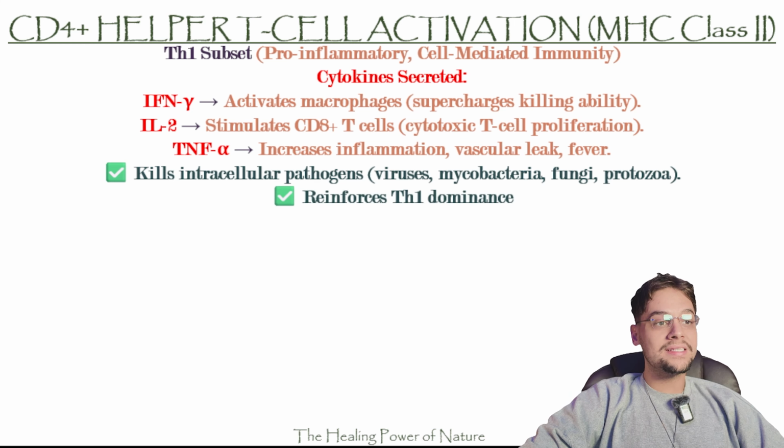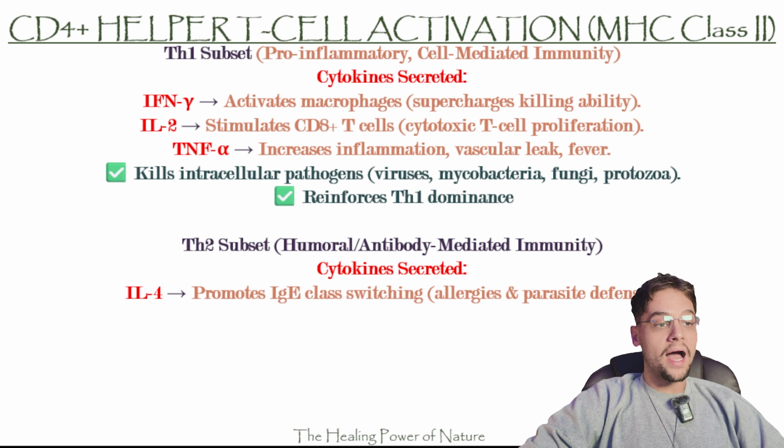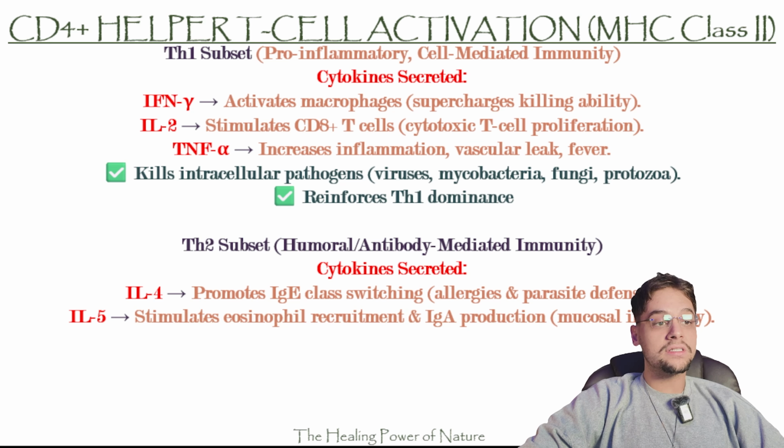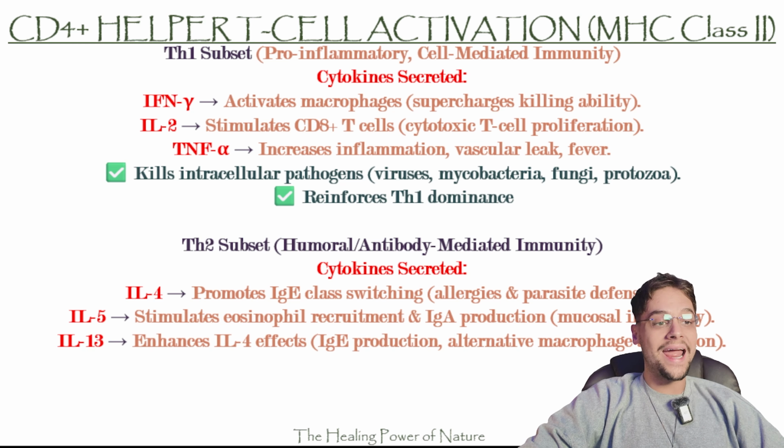It reinforces the Th1 dominance. Interferon gamma inhibits Th2 differentiation. Now, when it comes to Th2 cells, they are humoral, or antibody-mediated immunity. They also release cytokines. The cytokines they release are IL-4, which promotes IgE class switching for allergies and parasite defense, IL-5, which stimulates eosinophil recruitment and IgA production for mucosal immunity, and IL-13, which enhances IL-4's effect, IgE production.